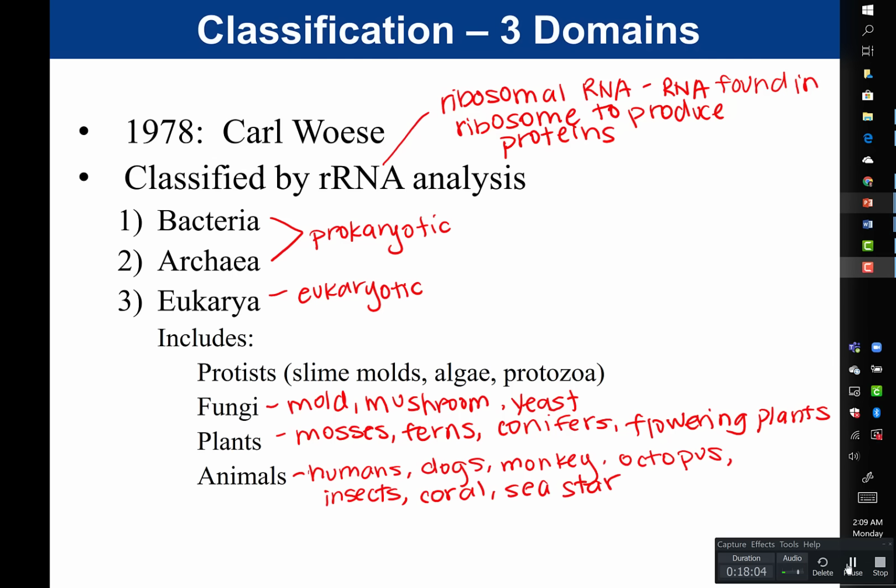And so if I look at different examples of animals, we could have humans, so we are animals, dogs, monkey, octopus, insects, corals, sea stars, sponges. I mean, the list can go on and on. Animals are the last type of classification in terms of kingdom.